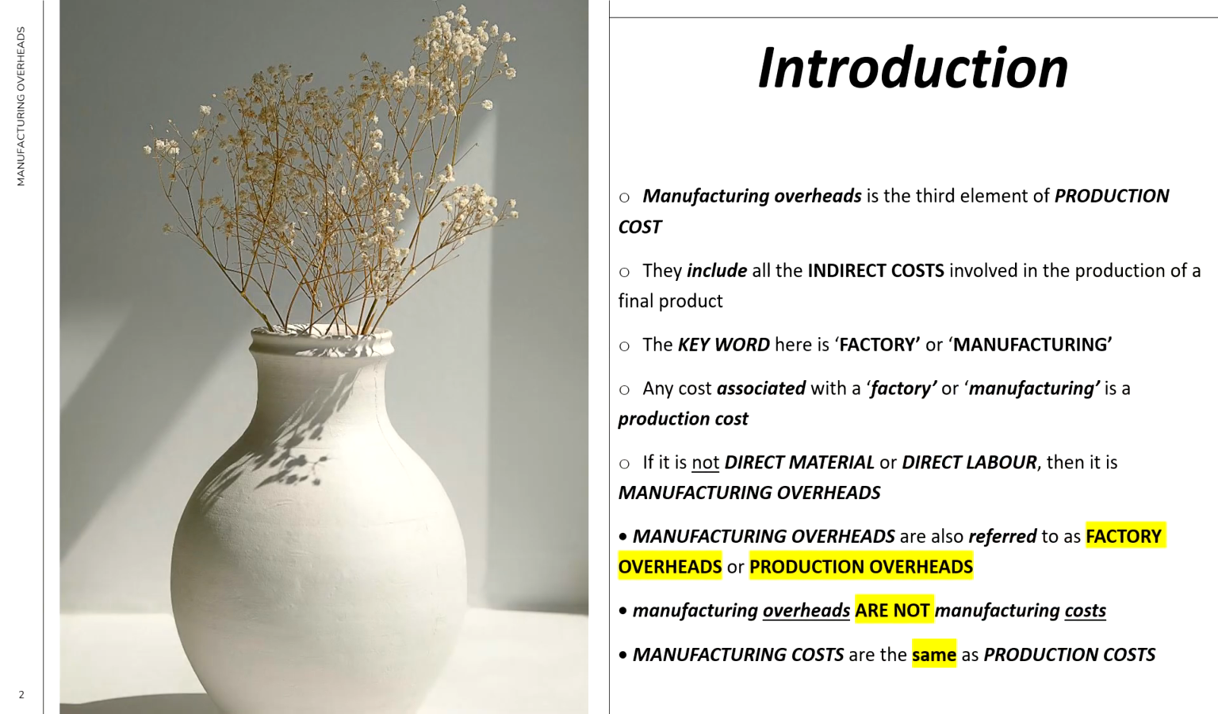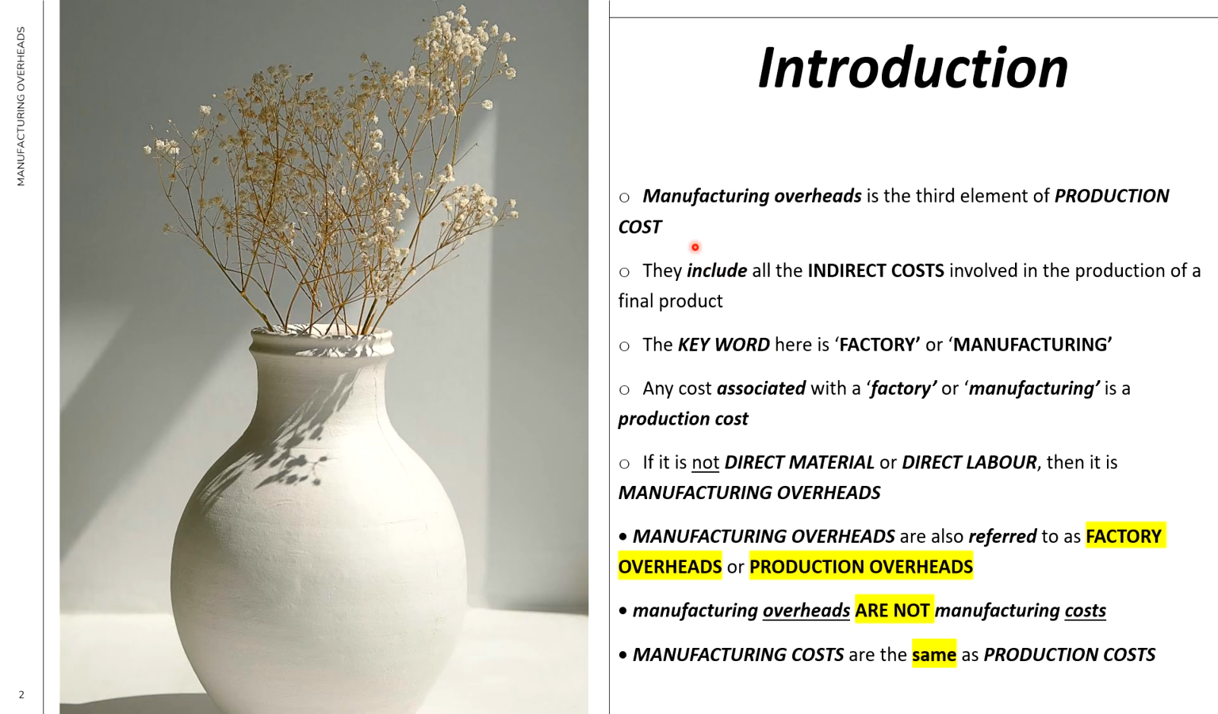As I've said, manufacturing overhead is one element out of the three elements of production, which are direct material, direct labor, and manufacturing overhead. Let's just hear what they say here.